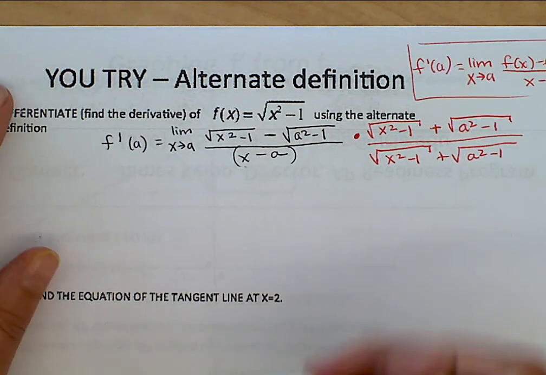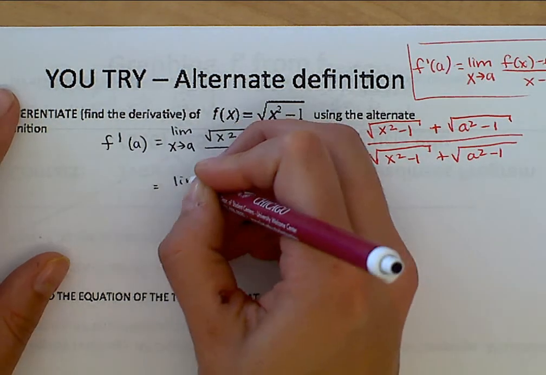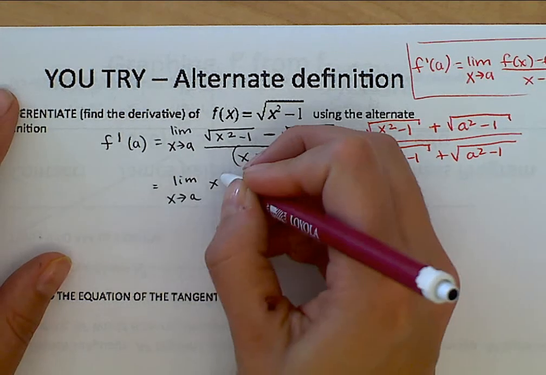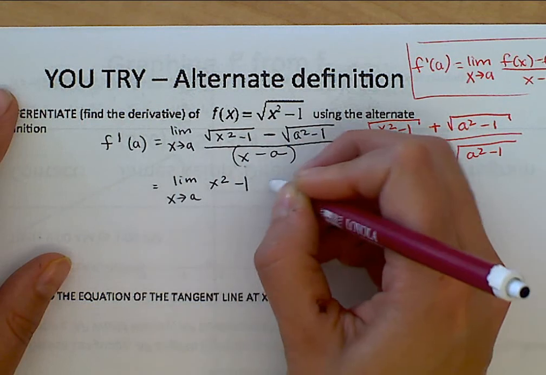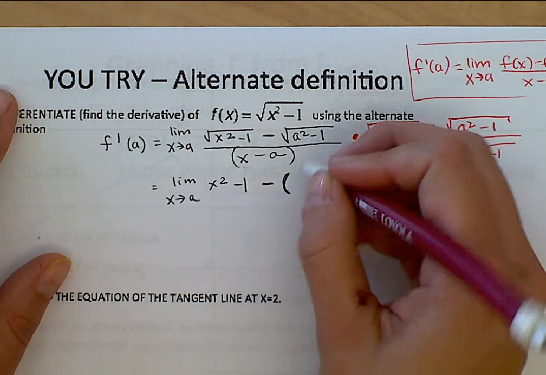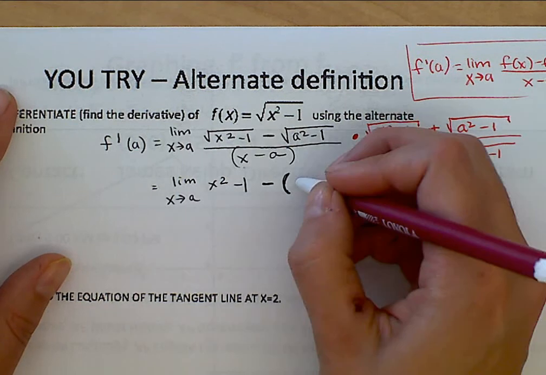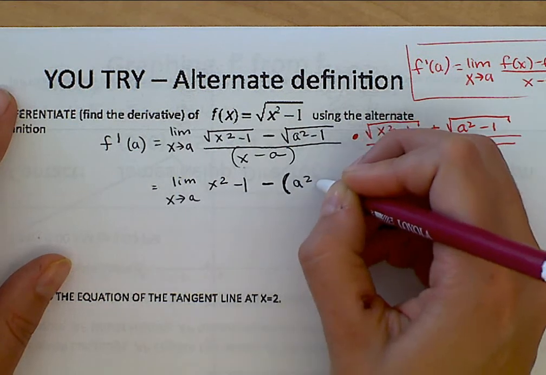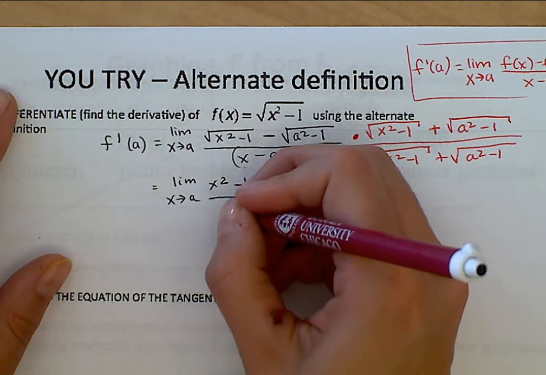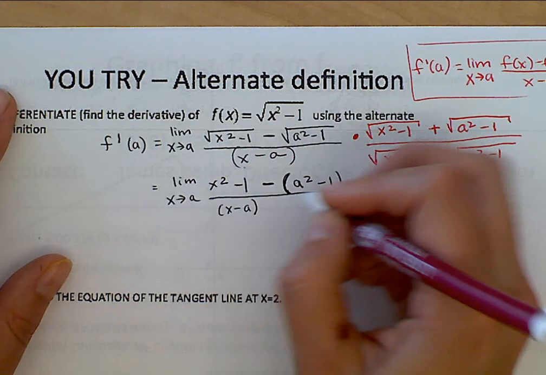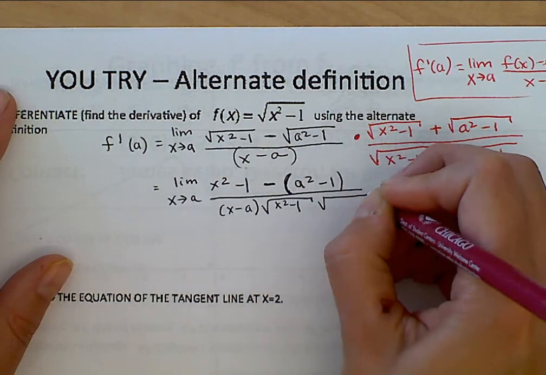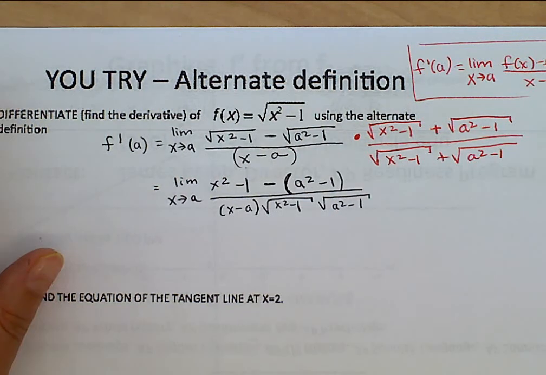And when I do this, the numerator simplifies a lot. So the square roots drop away and I get x squared minus 1 minus, I need to make sure to use parentheses because of the minus sign, a squared minus 1. The denominator I will leave in factored form because I want to be able to cancel stuff out. Like that.